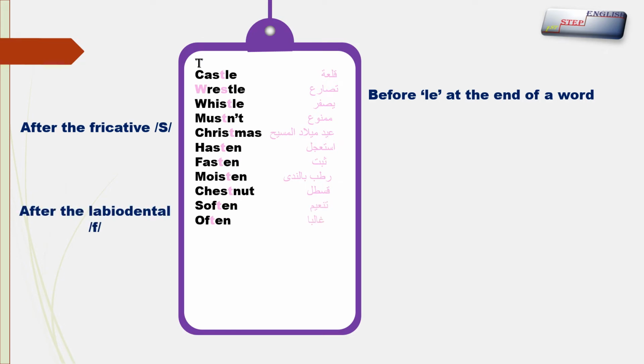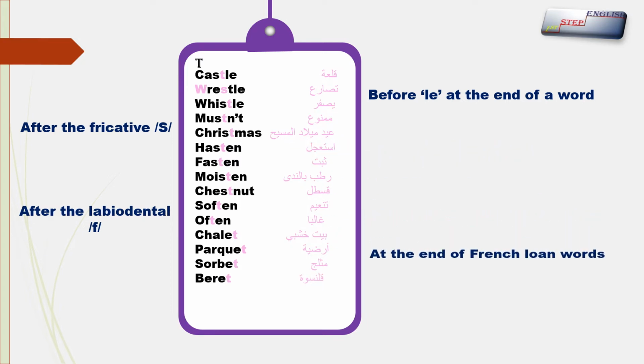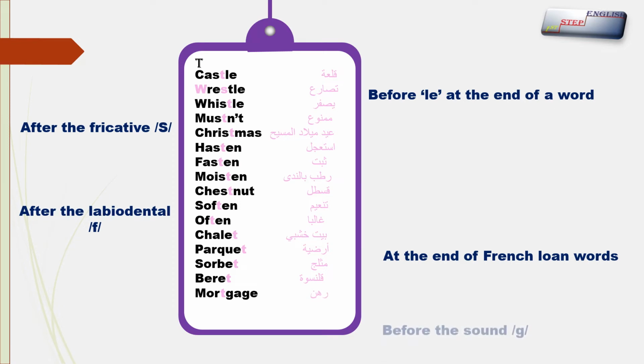Finally, T is silent in French loan words such as chalet, which means small Swiss wooden house, parquet to mean a wooden floor, sorbet, which is water ice, béret to refer to a flattish cap, mortgage, which comes from the Old French to mean giving your property temporarily to someone as a guarantee for repayment of a loan. Note that the T is originally silent in these French words. The English kept the same rule and never thought about changing it again.